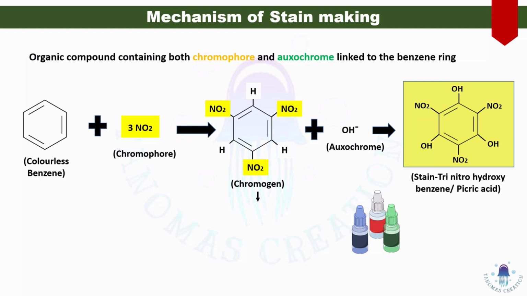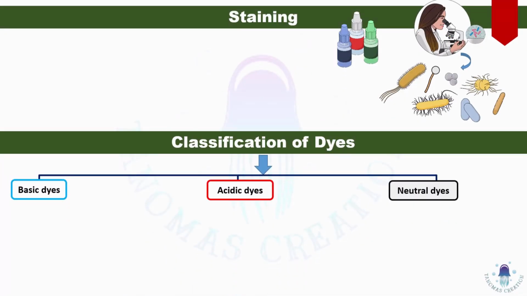Here we can see that there is a benzene which is colorless. Then we have added chromophore and it makes chromogen. This chromogen is not a stain now, it's a dye, we can say. In order to become a stain, we need to add another electrolytic compound, that is oxochrome, which then makes a stain. In this case, it's trinitrohydroxybenzene or picric acid. This compound, the final product, is a stain. So in order to become a stain, there should be two compounds, that is chromophore and oxochrome. Otherwise, we will call it a dye.